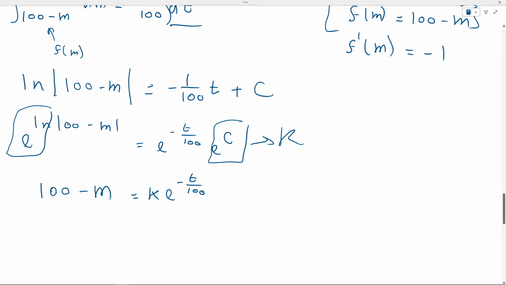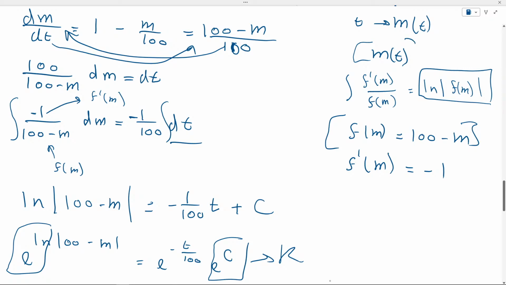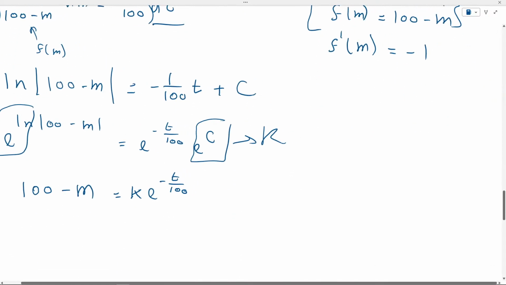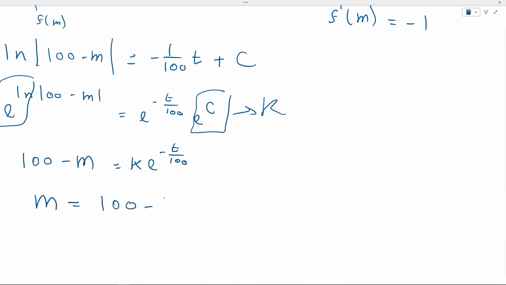So I got an equation that looks something like this. So now I'm almost there. Remember, I need m of t. I just need to rearrange these terms. So I can say m is equal to, so I bring this here, 100 minus k e to the power negative t over 100.